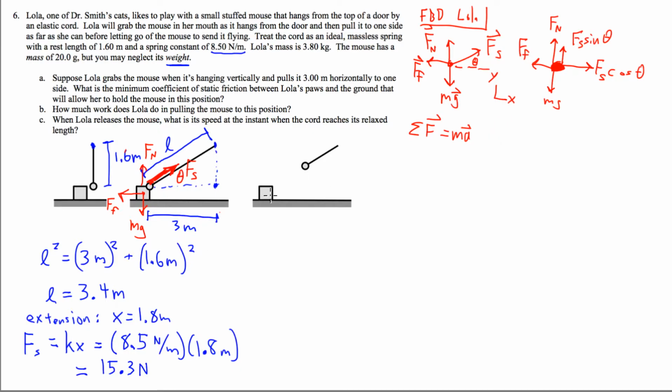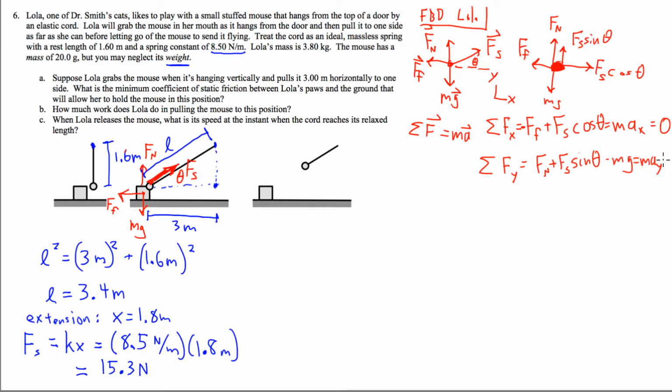Okay, so now Lola is in a state of what we call static equilibrium, which means her accelerations are 0. So we have to compute these things. Sum of forces in the x direction: negative friction force plus the spring force times the cosine of theta equals her mass times her x acceleration, which is, of course, 0. Sum of forces in the y direction: we've got the normal force going up, spring sine theta, and gravity going down, and that equals m a_y, which is also 0. Trust me, that's a 0.